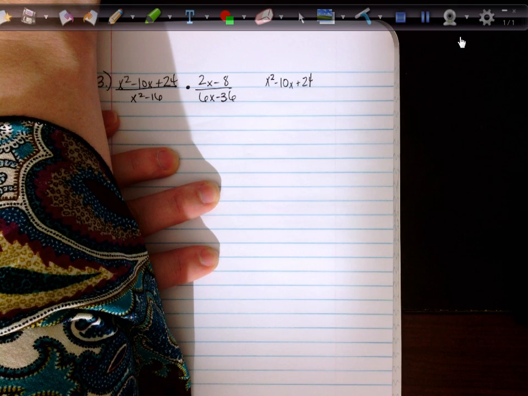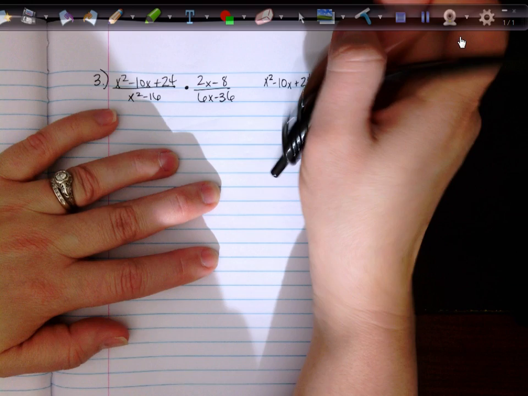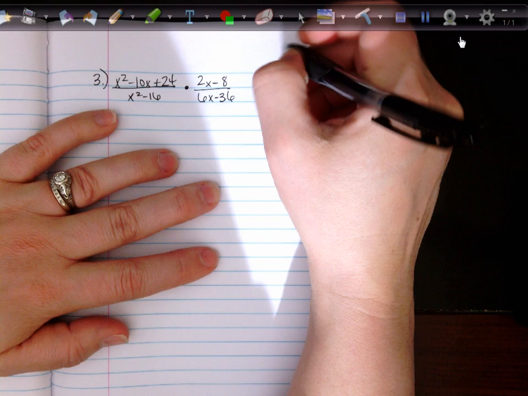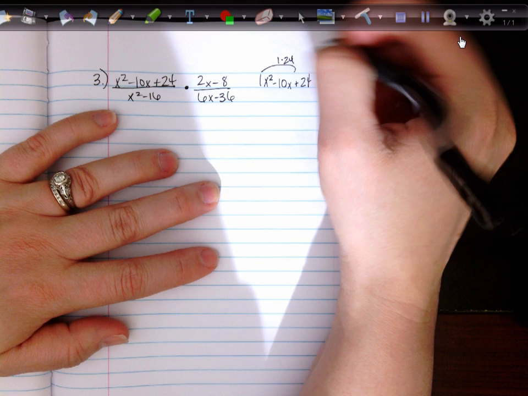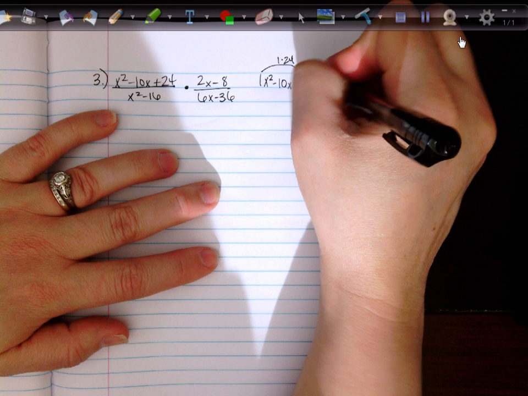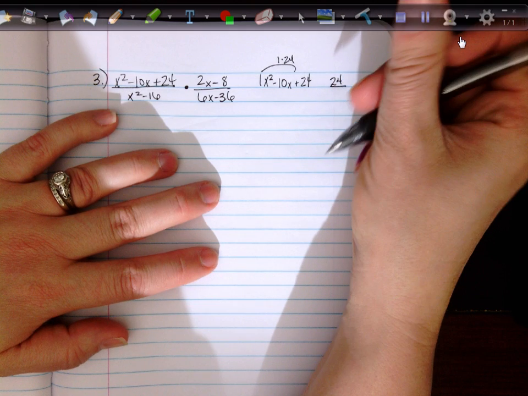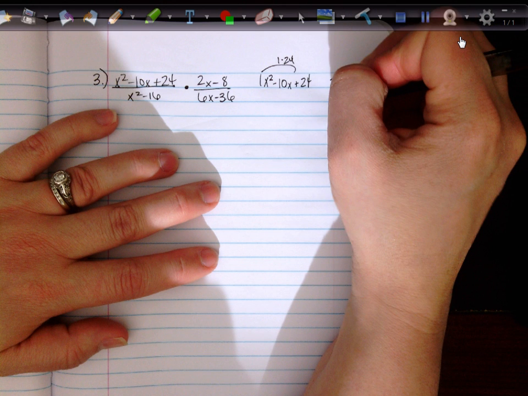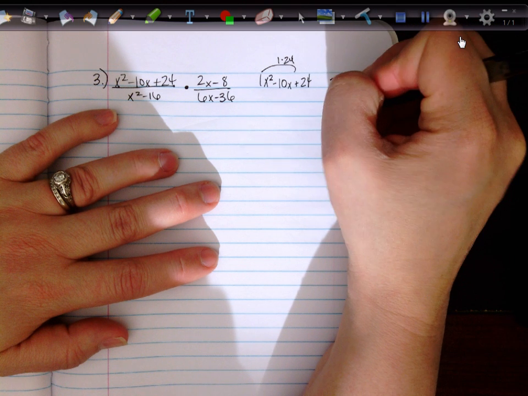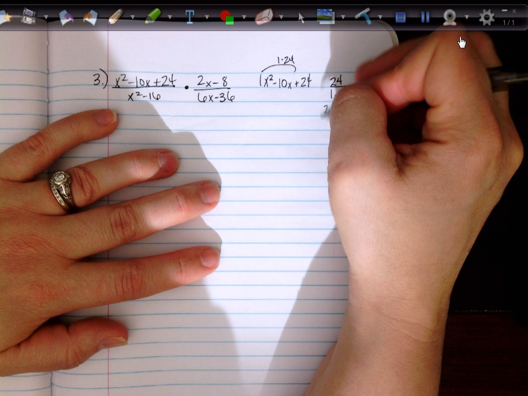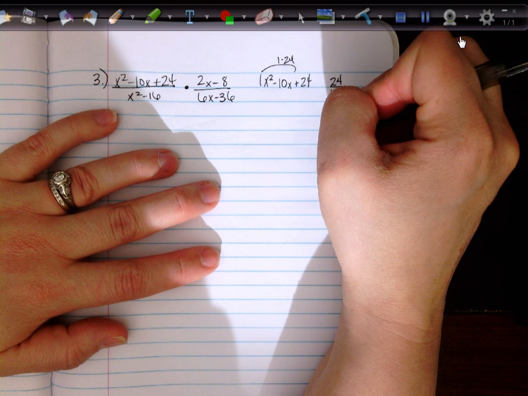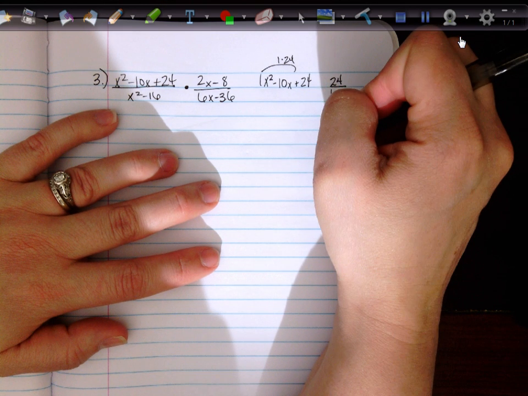All right, so I'm going to multiply my first term times my last term, which is 1 times 24. And then I'm going to come over here and list the factors of 24. The factors of 24, according to my factor sheet, are 1 and 24, 2 and 12, 3 and 8, and 4 times 6.